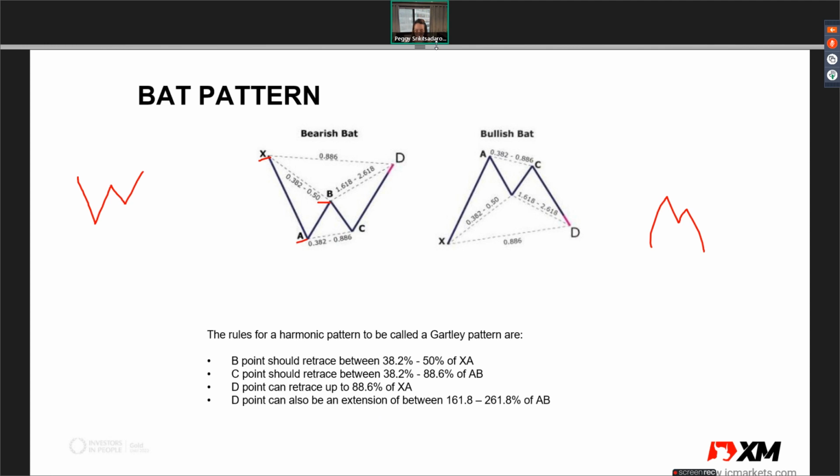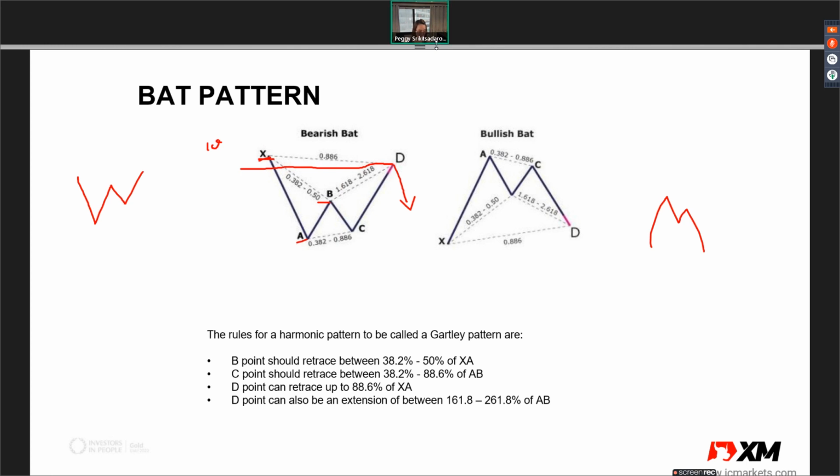Of AB here. And the D point can retrace up to 88.6% of XA, meaning you draw Fibo from here, where the starting point is 100%. This is bearish, and we want to wait for the D point and then buy from here. You draw Fibo from the starting point to the ending point, and D should retrace somewhere here, at 88.6%. That's how you get the D point. Or the D point can also be the extension between 161.8% or 261.8% of BC.